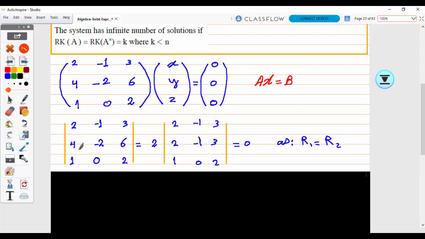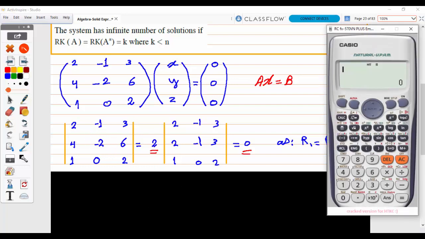Here I take 2 as a common factor from the second row. After you take 2 as a common factor, what do you get? You will get in the second row 2, negative 1, and 3. Look here at the first row. R1 and R2 are equal. So the value of the determinant equals 0. And you can use a calculator to get the value of this determinant to make sure that you have the right answer.